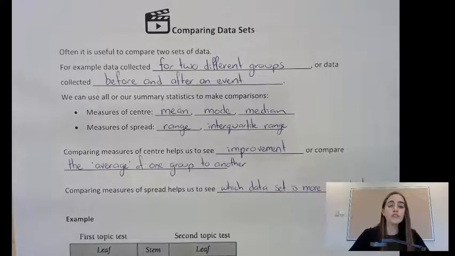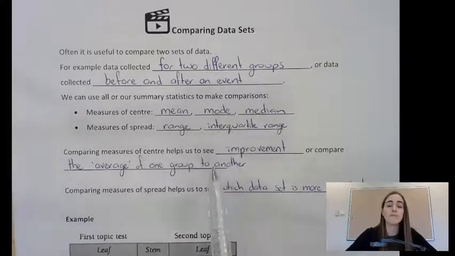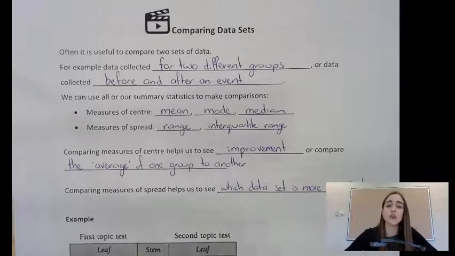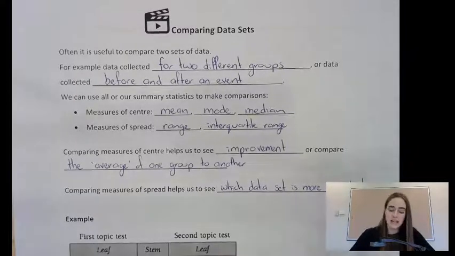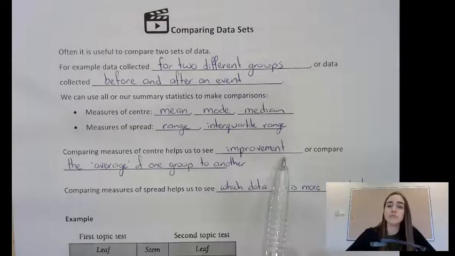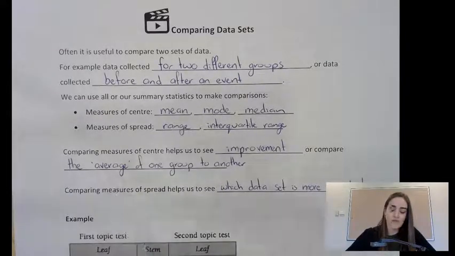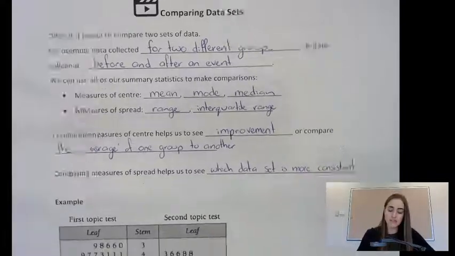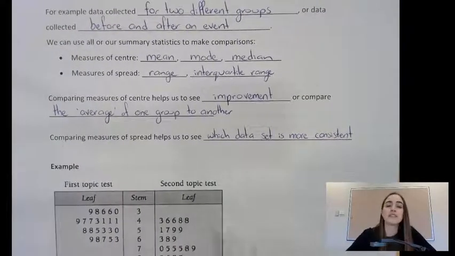We can use everything we've learnt so far, so all of our measures of centre, so our mean, our mode, and our median, and our measures of spread, so our range and our interquartile range. We can use all of that to compare our two data sets. So if we compare the measures of centre, that's going to help us be able to see improvement, or to compare the average of one group to the average of the other group. If we're comparing measures of spread, that's going to help us see which data set is more consistent.